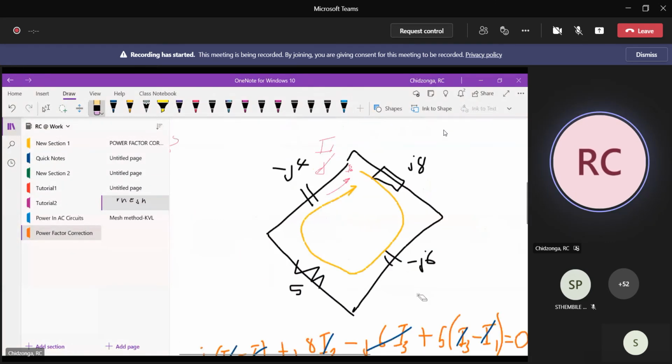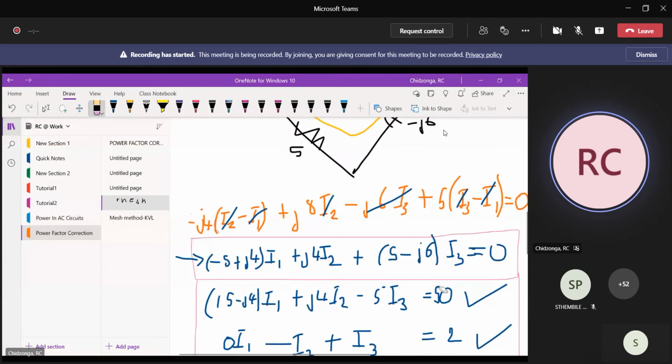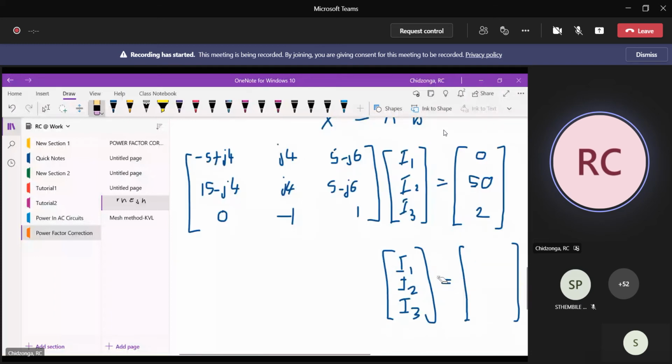Okay, let me start again. You see, this is the last equation. The coefficient for I1 is 0 because there is no I1, which is that 0. The coefficient for I2 is minus 1, which is this. The coefficient for I3 is 1, which is that. So it's that equation. So this equation, we're done with it.